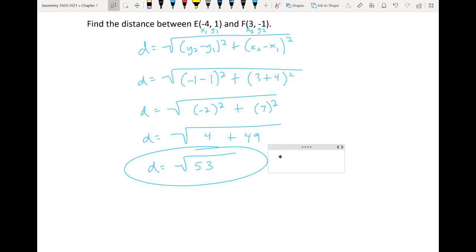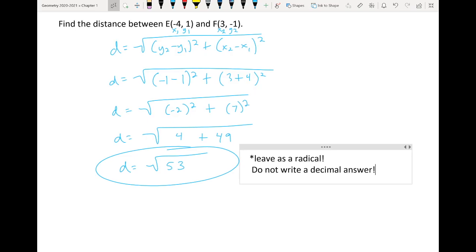Please leave it as a radical. Do not write a decimal answer. I get that your calculator can punch out a decimal, but gentlemen, that is not the answer. That's an approximation. I don't want close enough. I want an exact answer. We're going to be really exacting in this course. Mathematics is pretty precise, so we're not trying to get the approximation unless I ask for it. I want the exact answer, please. All right.